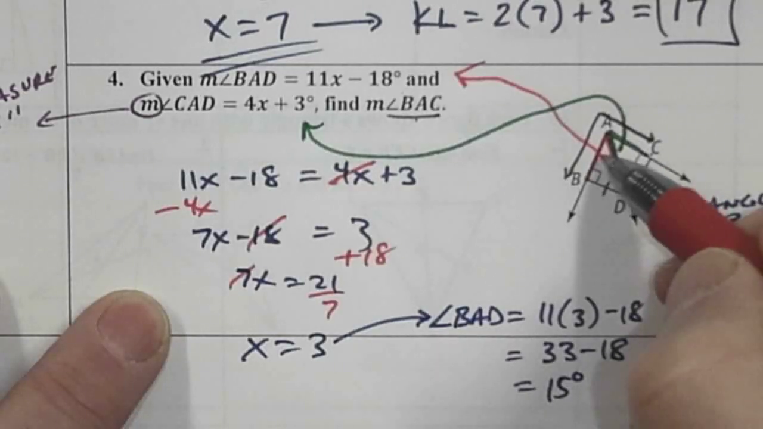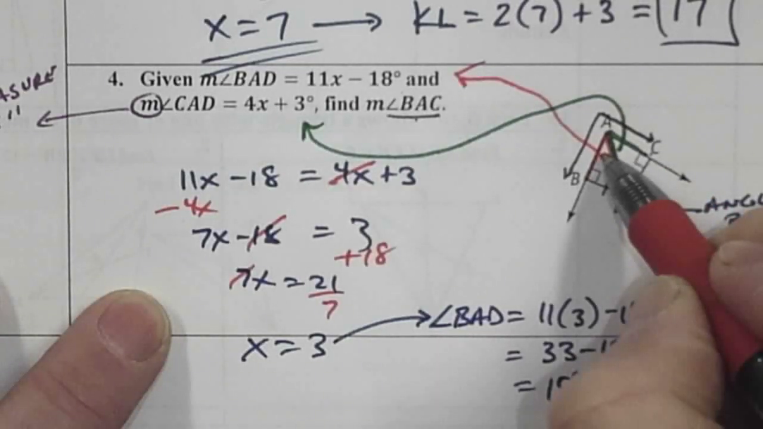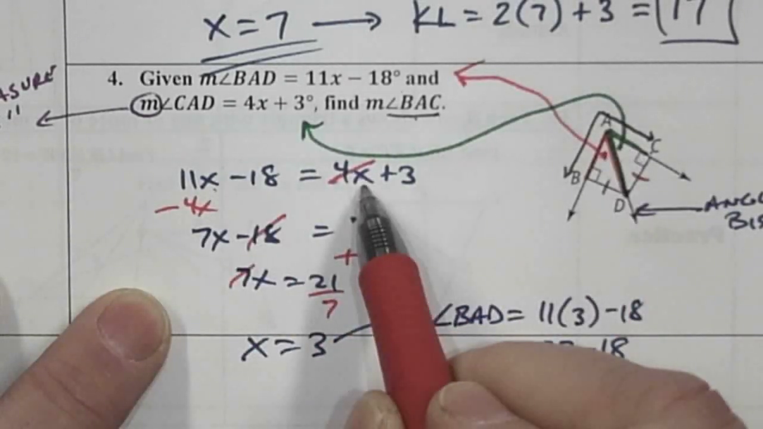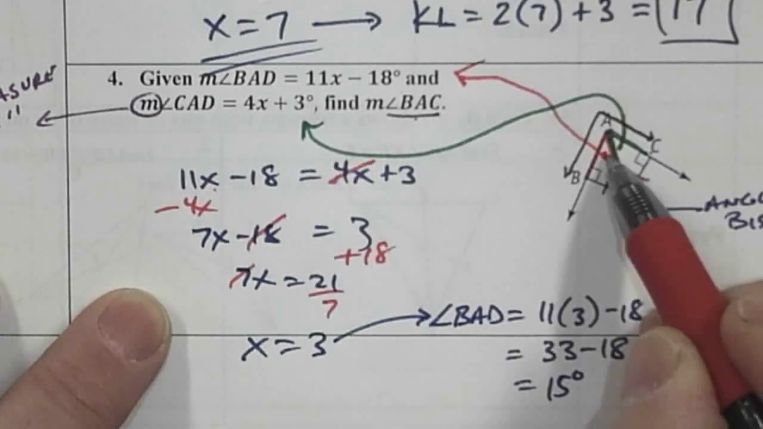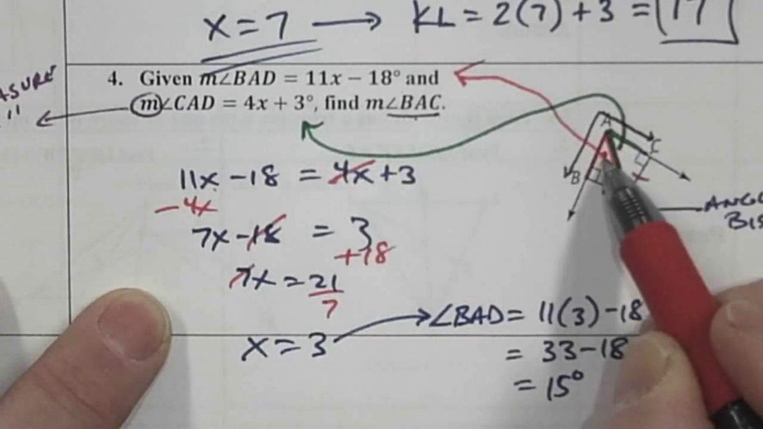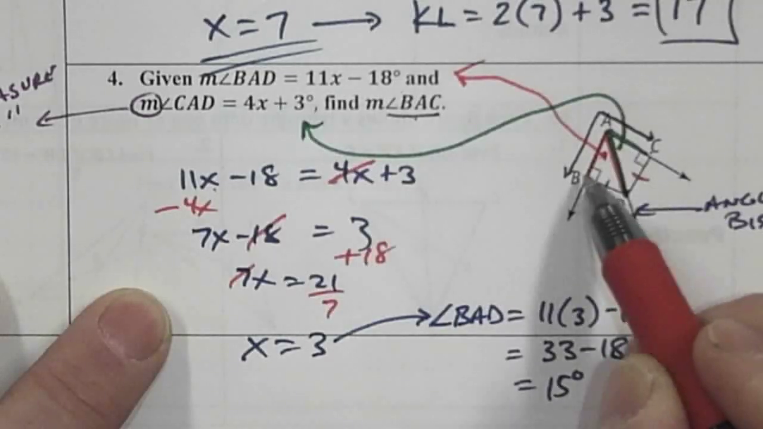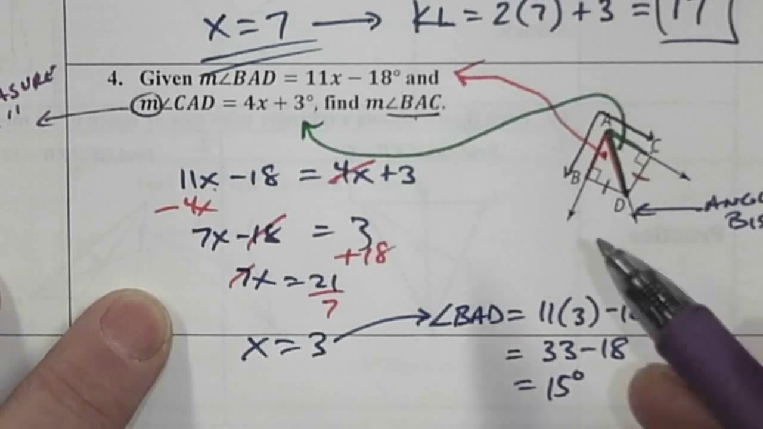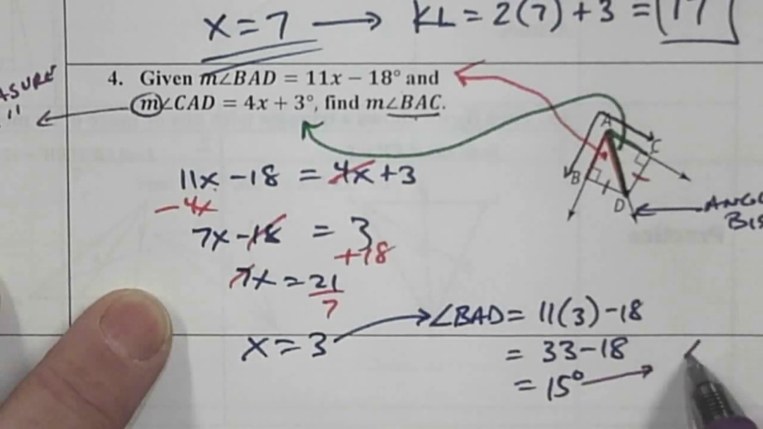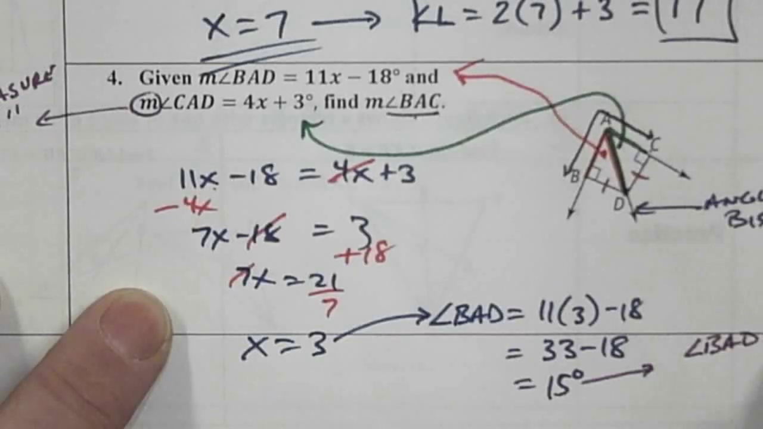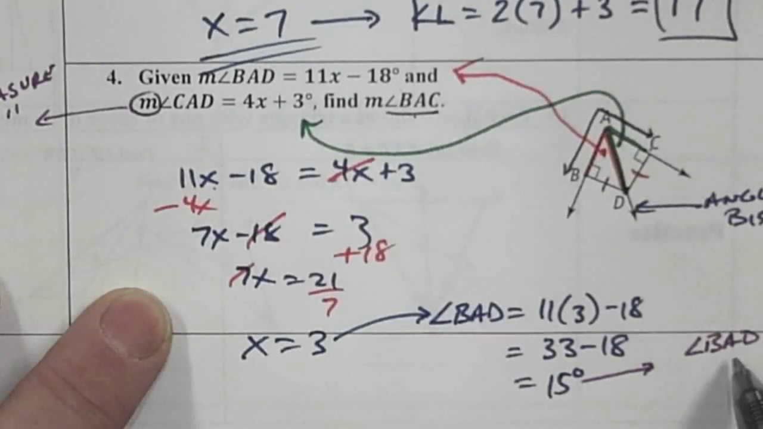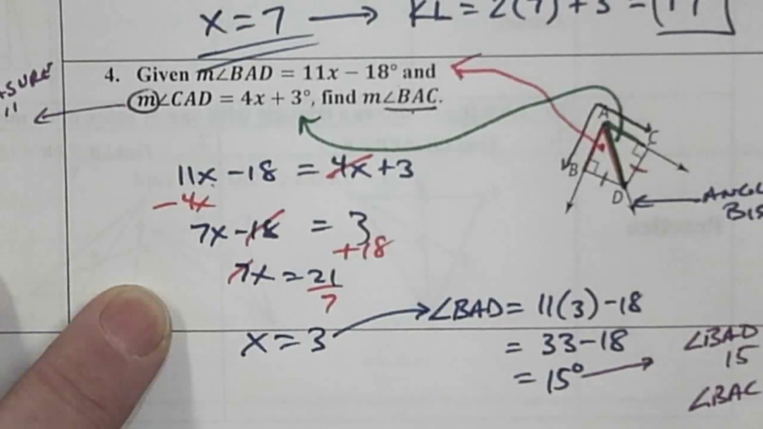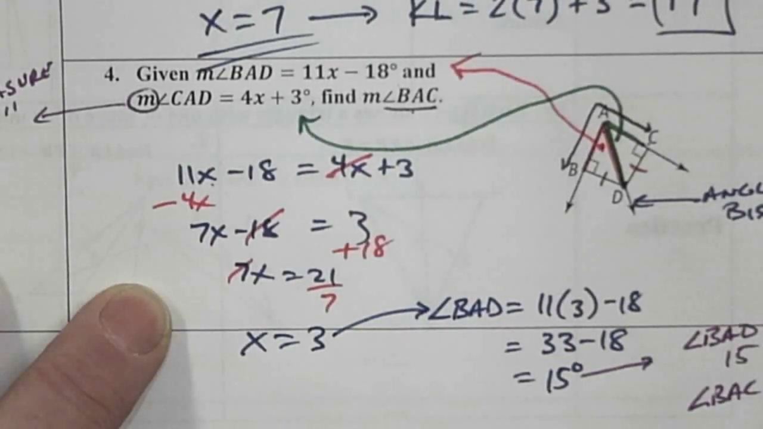BAD is 15. That means this red angle is 15 degrees. But I just told you that this red angle here and this green angle there are equal. So that means they're both 15 degrees. If they're both 15 degrees, what is BAC? If BAD is 15, then angle BAD and angle CAD are equal, so that's 15 equals 15. Then angle BAC is equal to 15 plus 15, or 30 degrees.